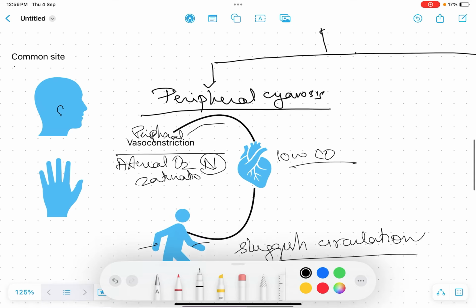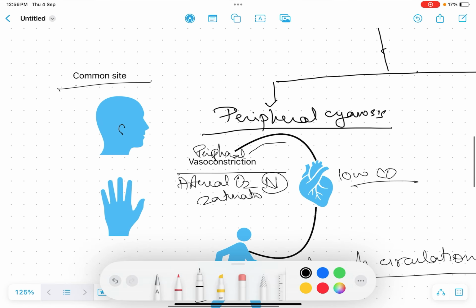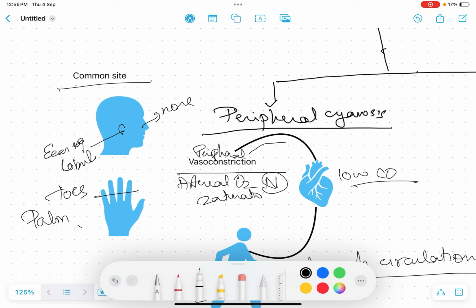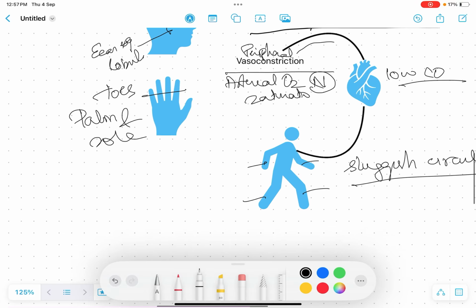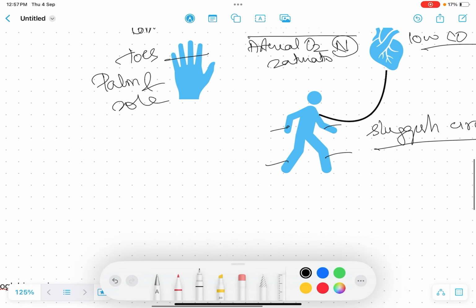Now coming to the common sites where you can find peripheral cyanosis. The first one is the tip of the nose. In the tip of the nose you will get peripheral cyanosis. Ear lobules, you will find cyanosis. Tip of fingers and toes and palm, these are the few common sites where you can visibly see peripheral cyanosis if present.